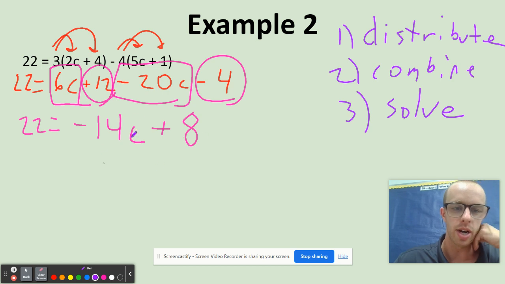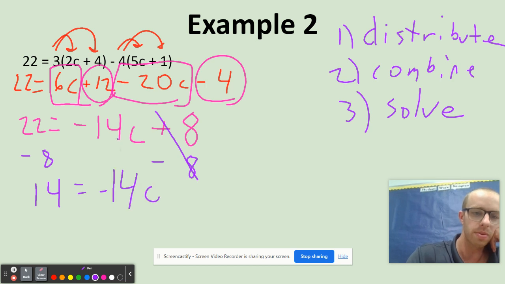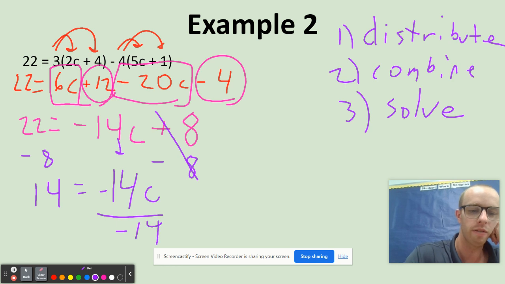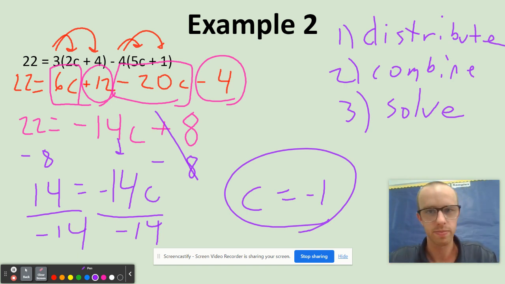I need to get rid of the constant on the variable side. To do that, I'm going to subtract 8 from both sides. These cancel. 22 minus 8 is 14. Drop this down. 14 equals negative 14c. Divide each side by negative 14, and c is equal to negative 1. All right.